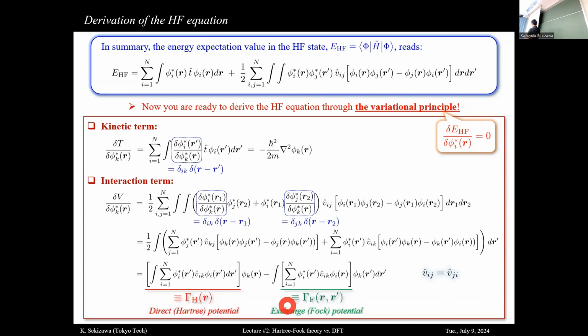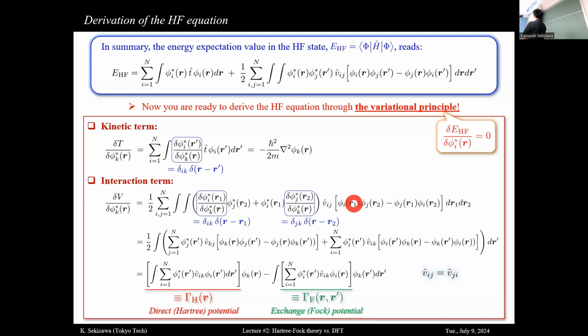On the other side, in this exchange term, you cannot perform the integration over the coordinate. So it depends on R and R prime. So it is a non-local potential in Hartree-Fock theory. So the Fock potential, or exchange potential, is non-local. Okay. There is a single particle wave function here, which contains R prime, and here is an integration over R prime with this potential. So this is a non-local potential.